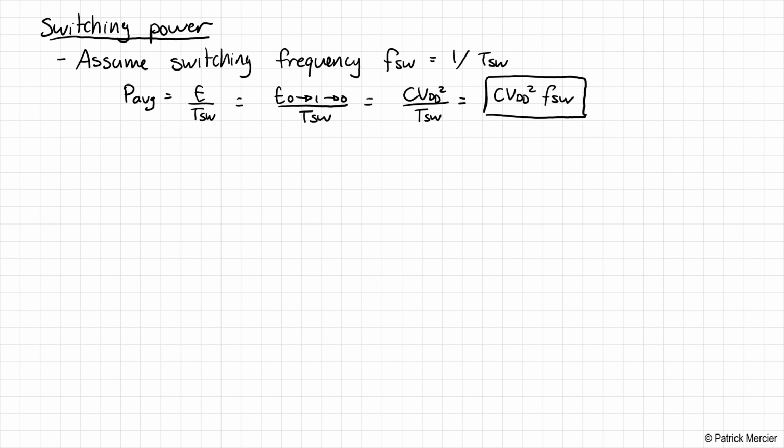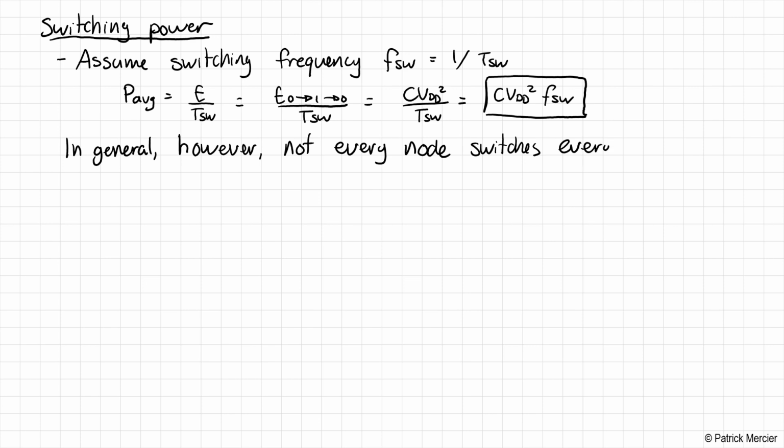Now, this assumes that we are looking at the capacitance of one node switching up and down between 1 and 0 with some specific frequency. That's a little bit of a limiting use case. In general, however, not every node in a digital circuit switches every time, or every, let's say, clock cycle. We haven't technically discussed what clock cycles mean, but I think you get the point. Every single node in our digital circuit is not necessarily switching up and down with the same frequency. So not every node switches at every clock cycle, i.e. not at 100% duty cycle.